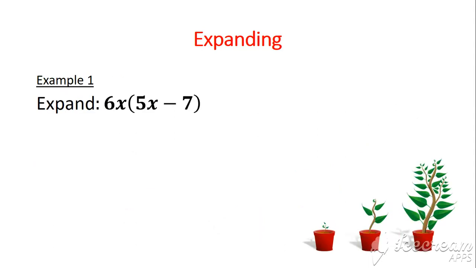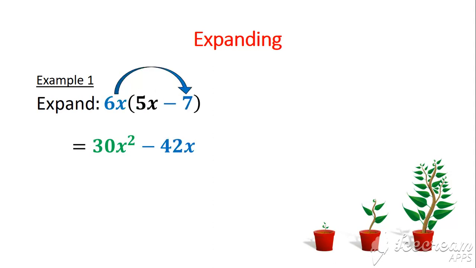All right, let's get into some examples and reinforce the idea of expanding. We're going to expand 6x(5x - 7). All right, we're going to go 6x times 5x. 6 times 5 is 30, and x times x is x squared. So we get 30x squared.